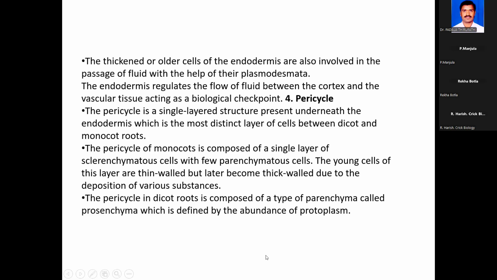to all parts of the plant. So the endodermis regulates the flow of fluid between the cortex and vascular tissue and acts as a biological checkpoint.